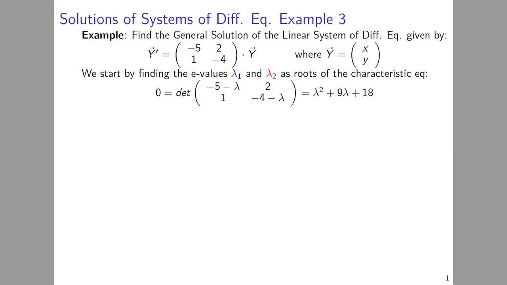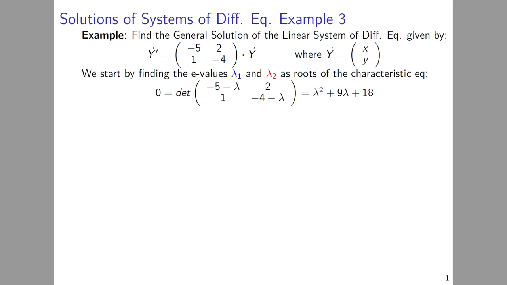We start by finding the eigenvalues λ1 and λ2 as roots of the characteristic equation, which is given by 0 equals the determinant of our matrix A minus λI, which is [[-5 - λ, 2], [1, -4 - λ]]. When we compute this determinant, we get (-5 - λ)(-4 - λ) - 2 times 1. And this comes to λ² + 9λ + 18.